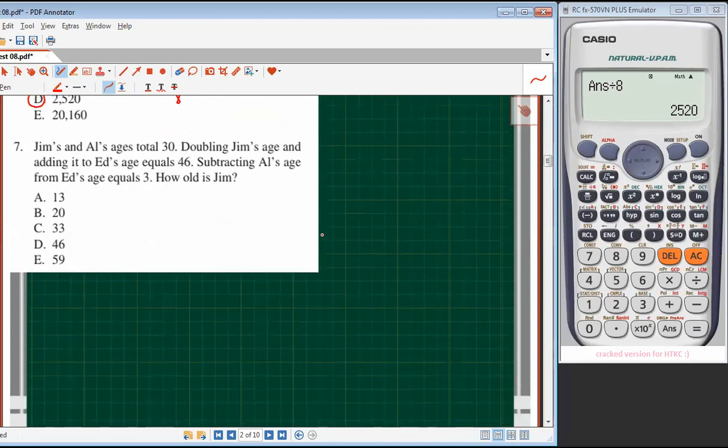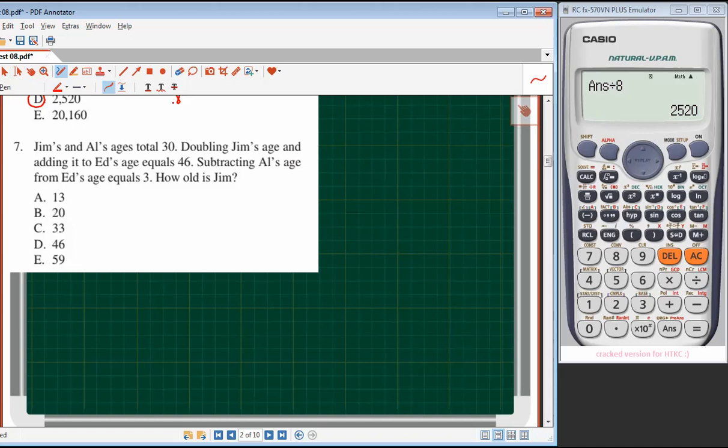Question number 7. Jim's and Al's ages total 30. Doubling Jim's age and adding it to S's age equals 46. Maybe we need to use variables here. Choose the yellow one. Let S, Y, Z be the ages of the 3 people.